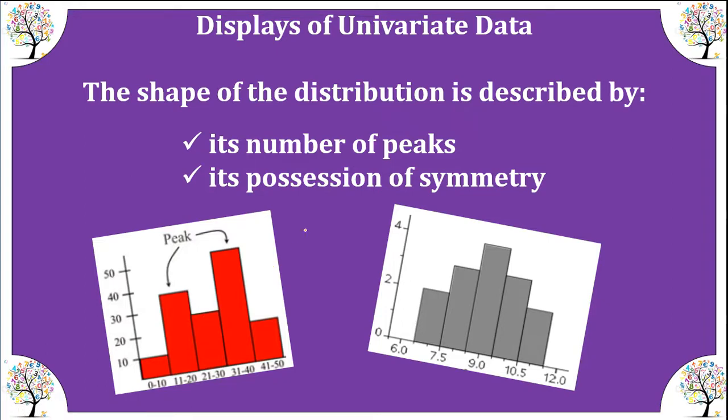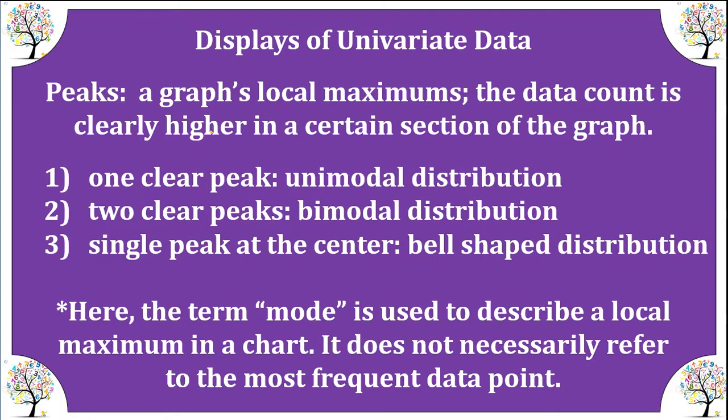So let's talk about the shape of the distribution. Again, the shape, the first S of our acronym SOCS, we're going to talk about the number of peaks the graph may have and if it's symmetric or not. So the shape is going to tell us two things about our data. Here we're going to talk about the peaks, the maximums of our data. The data count is clearly higher in a certain section if it does have a peak. We call it unimodal if it has one clear peak.